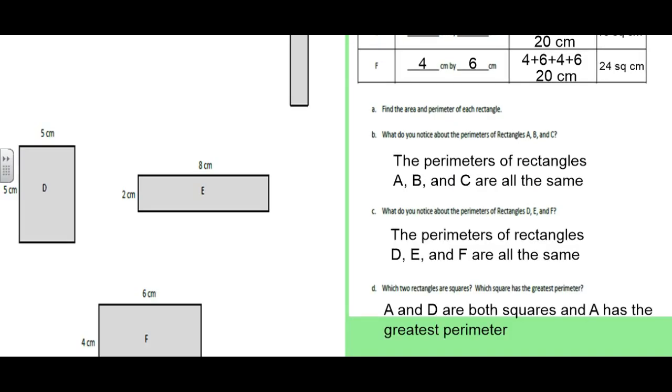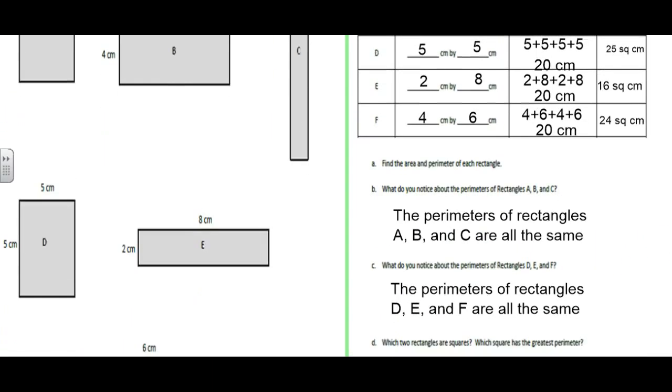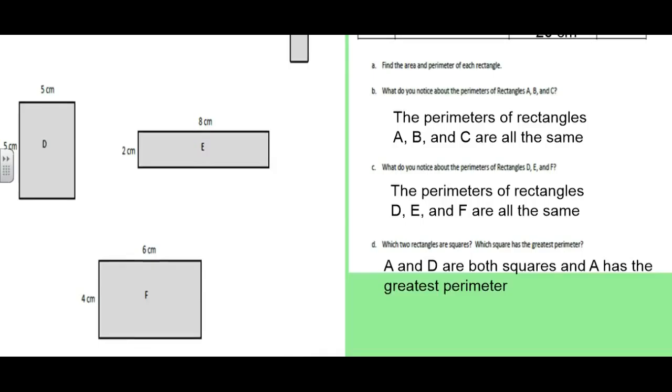Question B said, what do you notice about the perimeters of rectangles A, B, and C? When you look back at the chart, rectangles A, B, and C all had a perimeter of 24, so they all had the same perimeter. Question C is the exact same question for rectangles D, E, and F, and their perimeters were all the same as well. Question D said, which two rectangles are squares? And which square has the greatest perimeter? A and D are both squares. I know they don't look like it on this screen, but they do on your paper. And A has the greatest perimeter.